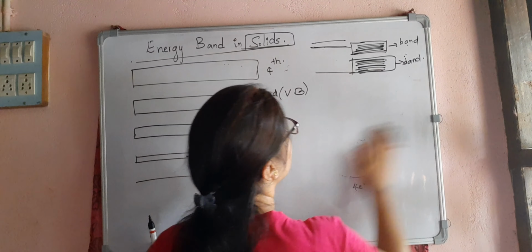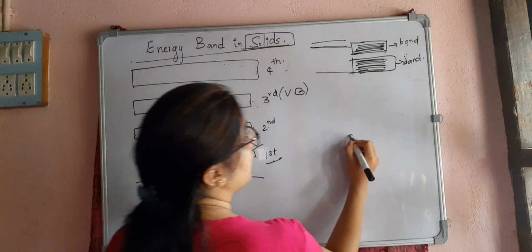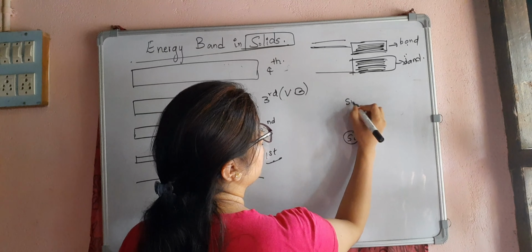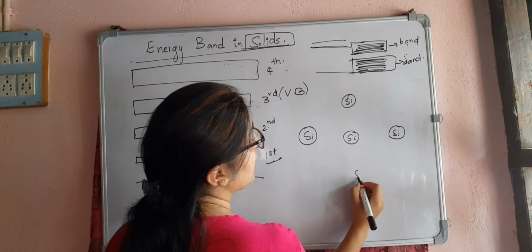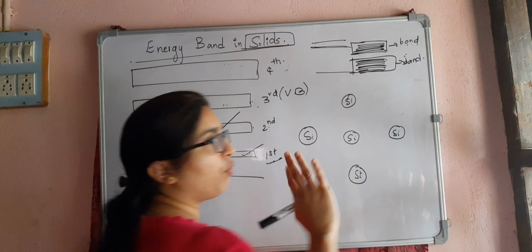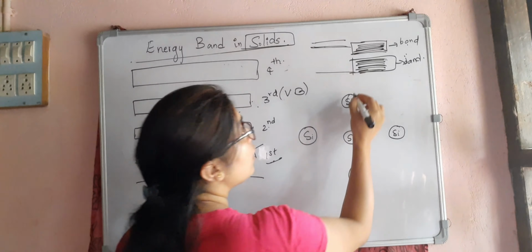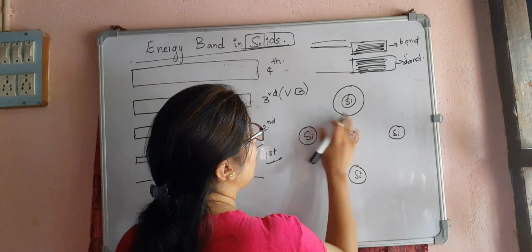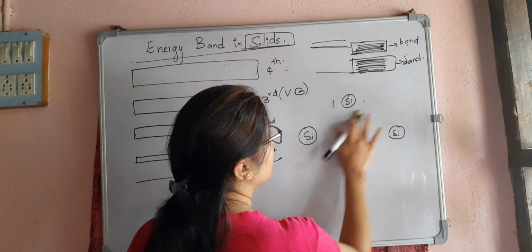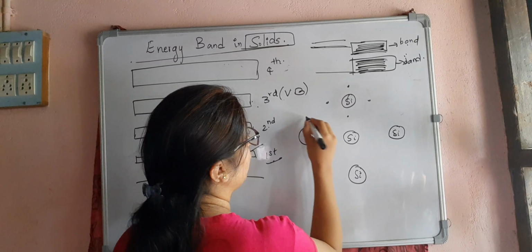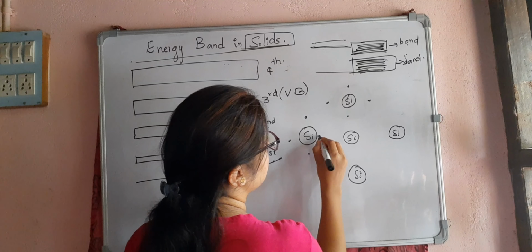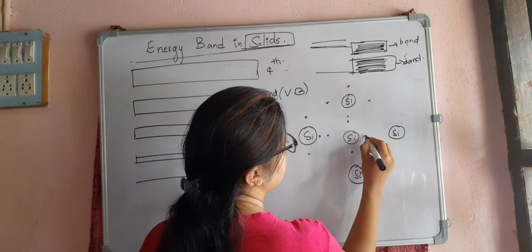Why? I will tell you why. See, there is a silicon atom here. Here also I am considering silicon. That means each silicon atom is surrounded by 4 neighboring silicon atoms. So I will consider only the outermost orbit. See, the outermost orbit has 4 valence electrons. This also has 4 valence electrons. This has 4 valence electrons.